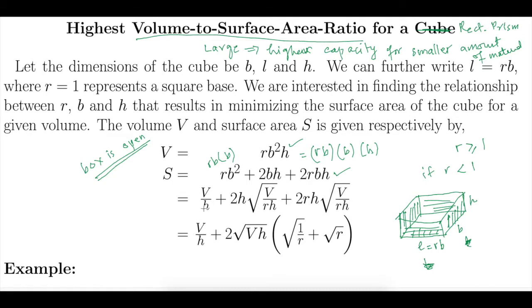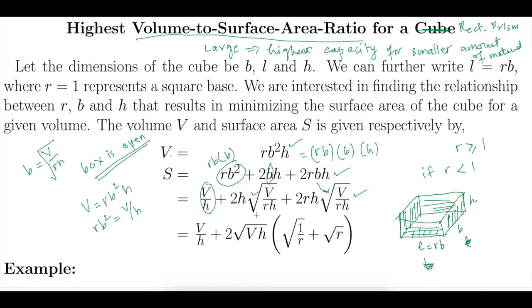So now if I write this RB squared in terms of V, then this becomes V over H. Since V is equal to RB squared H, then RB squared is equal to V over H. Similarly, what is my B? From here my B is the square root of V over RH. If I plug in B equal to the square root of V over RH, I will get this. And similarly here I have also plugged in B equal to the square root of V over RH.